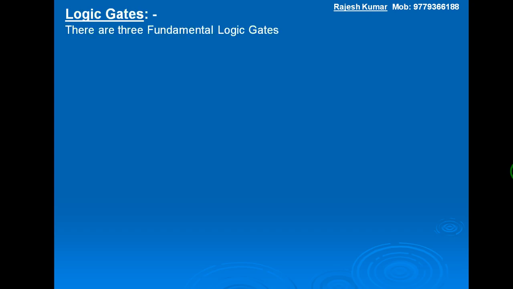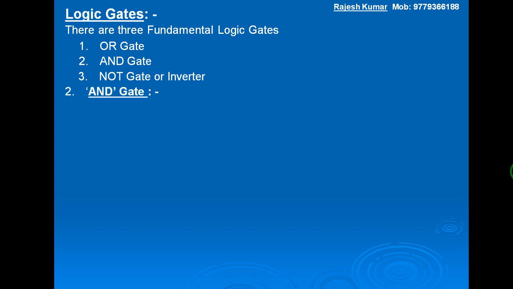Hello students, now we will discuss the electronic circuit of the AND gate. Now, logic gates: there are three fundamental logic gates. Number one, OR gate, which we have already discussed. Number two, AND gate. Number three, NOT gate or inverter. Now we will discuss the second one, the electronic circuit for the AND gate.